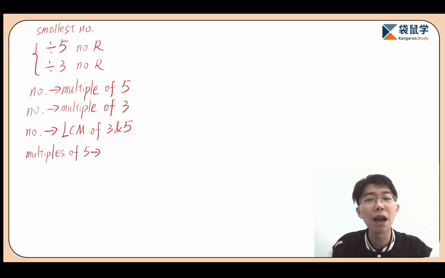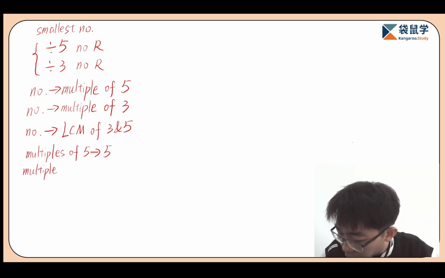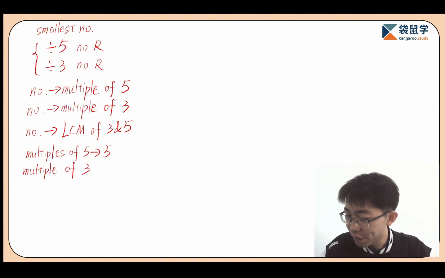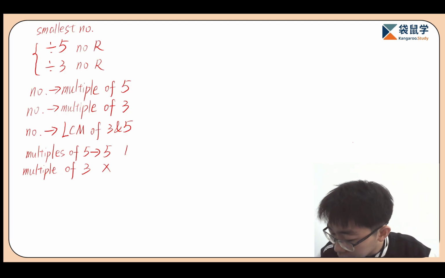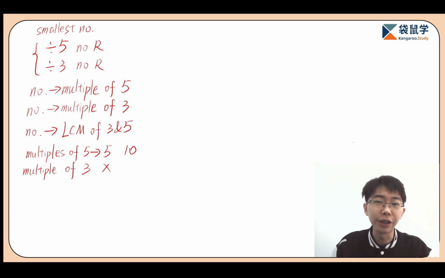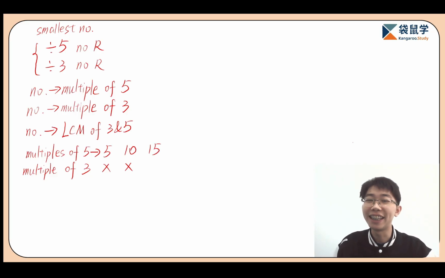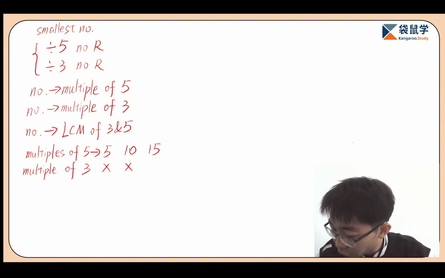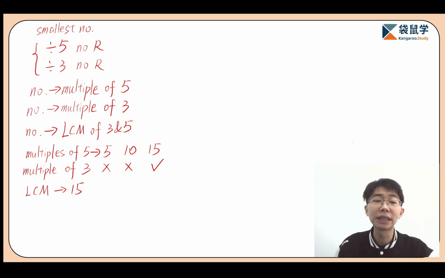The first multiple of 5 is, of course, 5. Then we check, is it also a multiple of number 3? 5, of course, is not a multiple of 3. Then we check the next multiple of 5. The next one should be number 10. Is this a multiple of 3? Again, no. So let's cross it out. The next one should be 15. Is this a multiple of 3? Yes, this is a multiple of 3. So 15 is the least common multiple of 3 and 5. So our answer here is just 15.